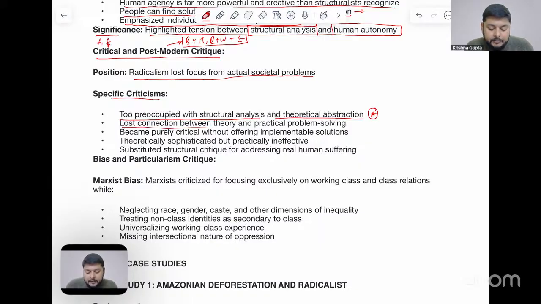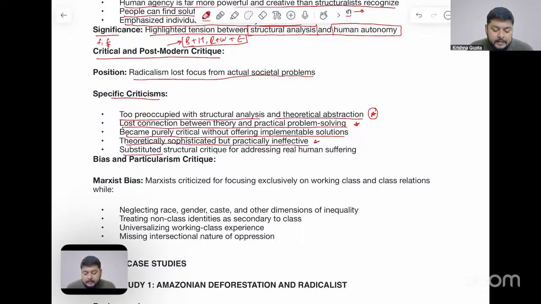It lost connection between theory and practical problem solving. For solving anything, revolution is not the only issue. You can use your particular creativities to solve that problem here. It became purely critical without offering implementable solutions. Okay, so becoming purely critical without offering a solution, it cannot result in any kind of solution here. Theoretically sophisticated, but practical ineffectiveness was seen here.